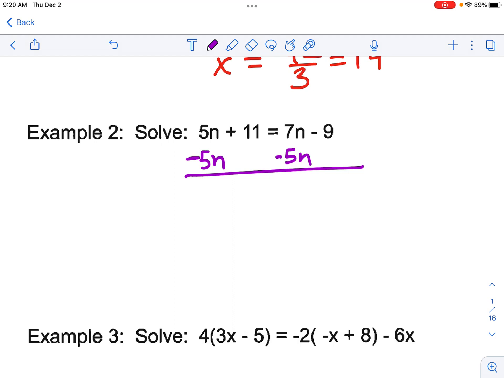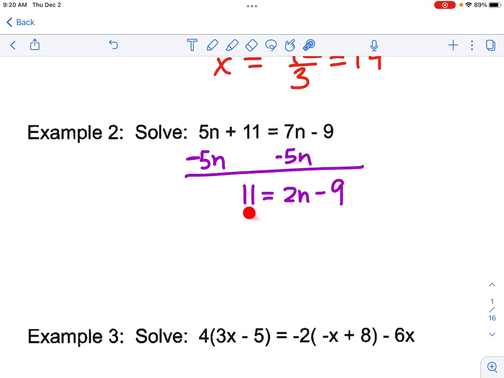Then I know I'm going to result with a positive coefficient in front of the variable. So that's how I approach it. So we have an 11 on the left, we have a 2n on the right minus 9, and now we've combined those variables, so now we can work on the numbers.